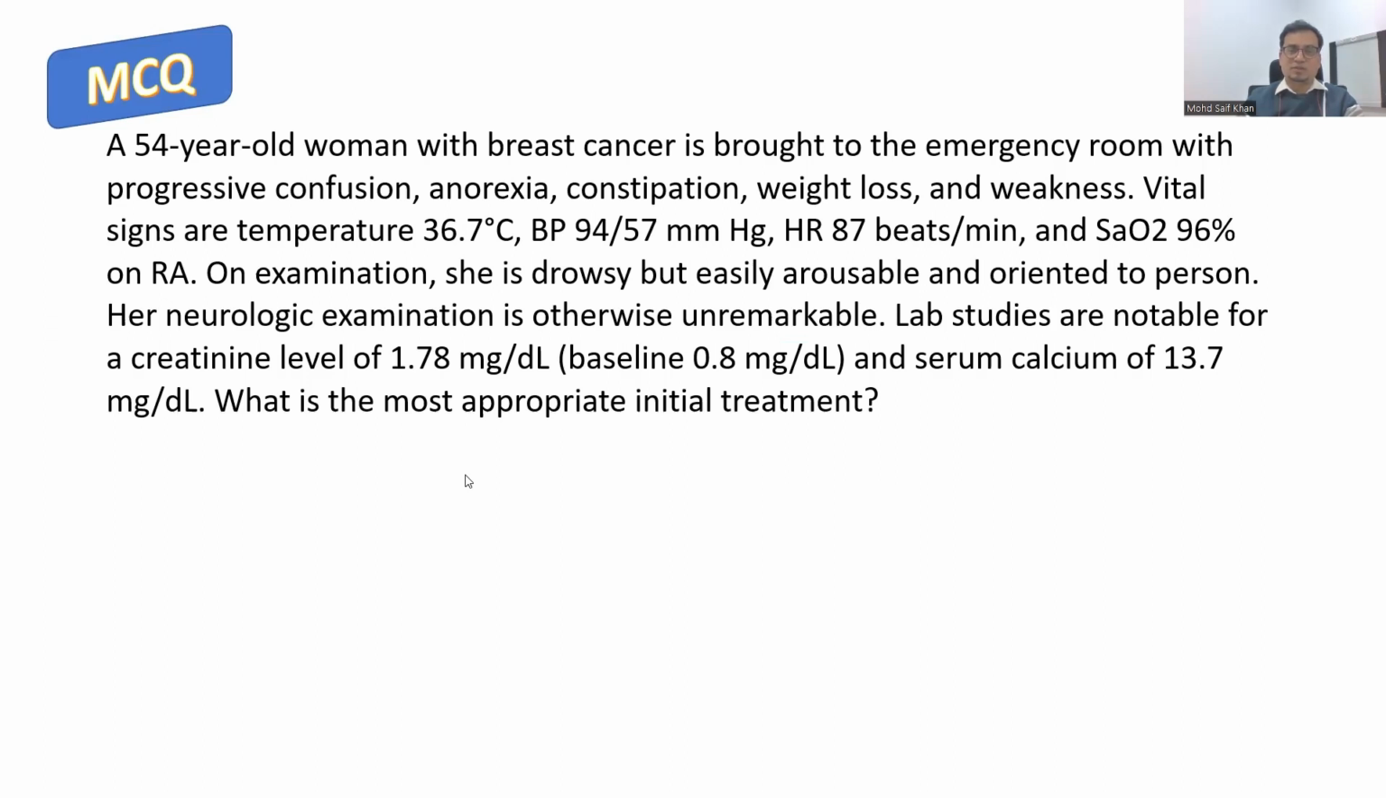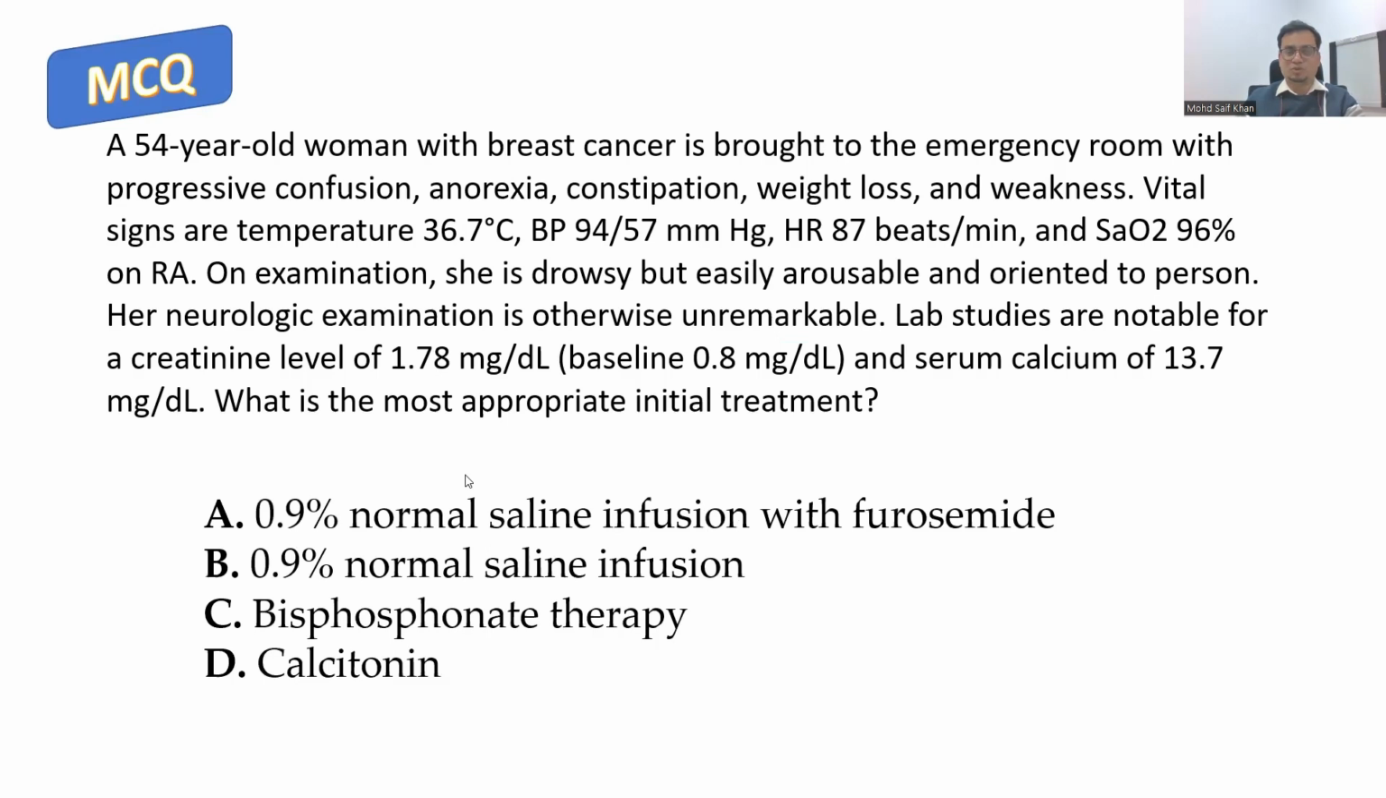Lab studies are notable for a creatinine level of 1.78 milligram per deciliter. The baseline is 0.8. Definitely it has increased. And the serum calcium of 13.7 milligram per deciliter, which is quite high. What is the most appropriate initial treatment? A, 0.9% normal saline infusion with furosemide. B, 0.9% normal saline infusion. C, bisphosphonate therapy, or D, calcitonin.